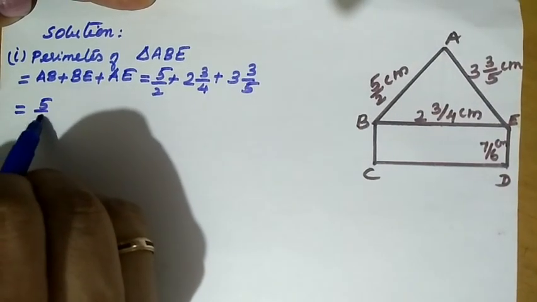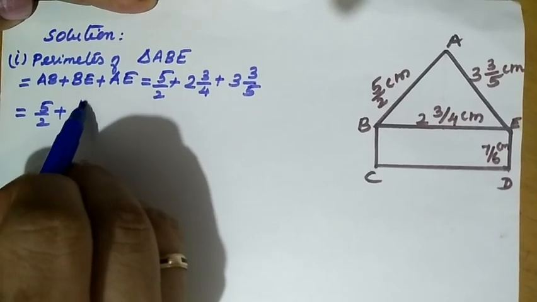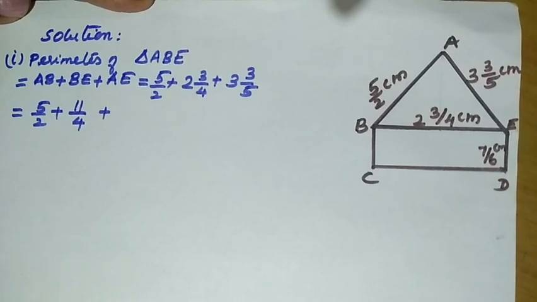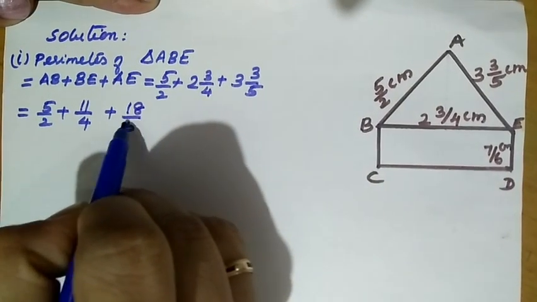So 5 by 2, there is no problem. 2 integer 3 by 4 we should convert. It is 11 by 4, plus 3 integer 3 by 5 we should convert. It is 18 by 5.